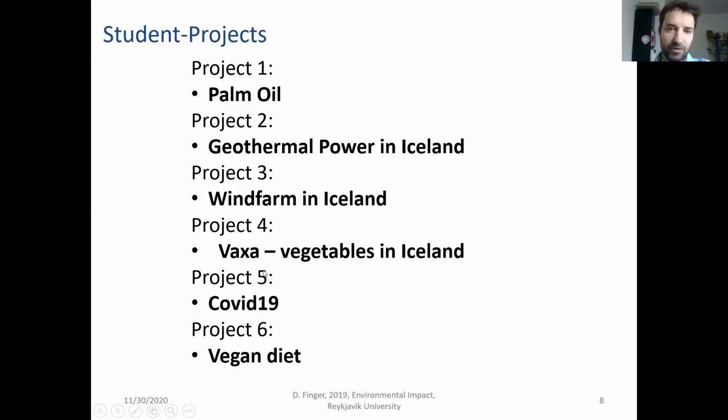And then another group of students will look at the environmental impacts of the COVID pandemic, how this affected the carbon footprint and the environmental footprint in Iceland in particular. And then the last group of students will compare vegan diets with carnivore diets and with vegetarian diets, and look at the total environmental impacts. What happens if you shift your diet towards something that is more vegetarian or even vegan. So I think if there are no questions, then I would just give the floor to Kevin.